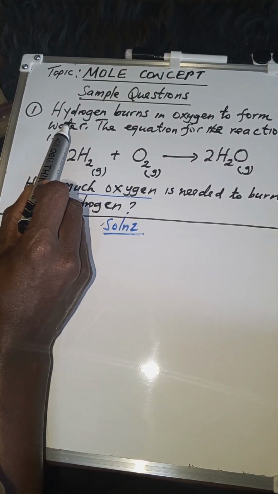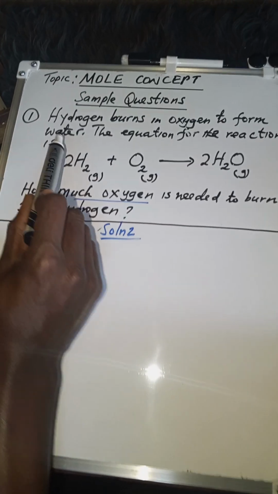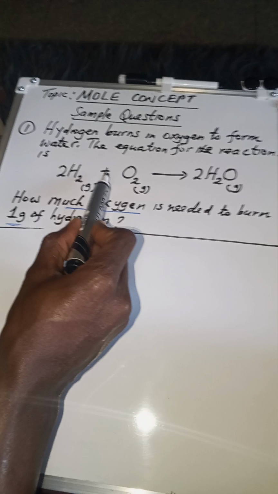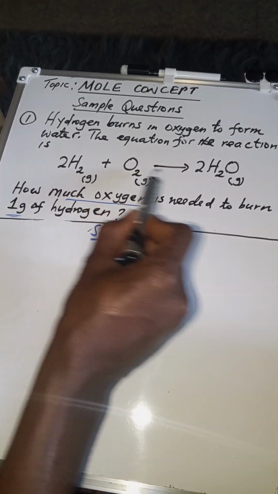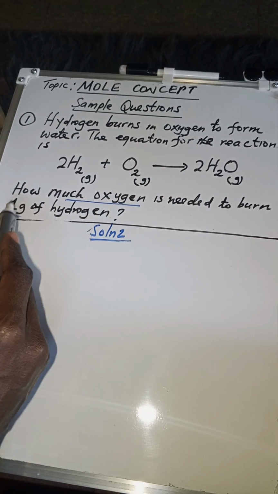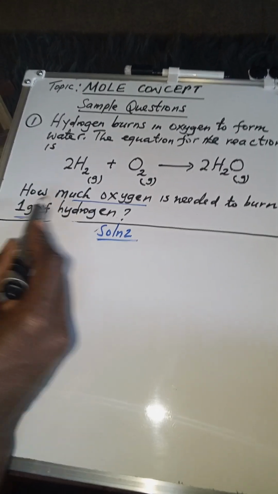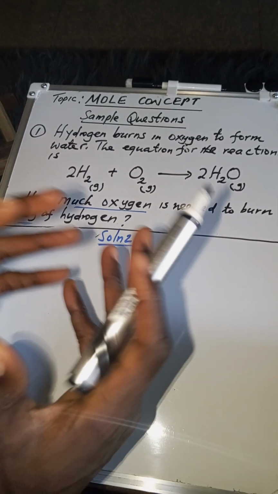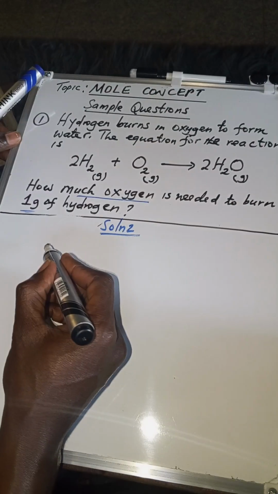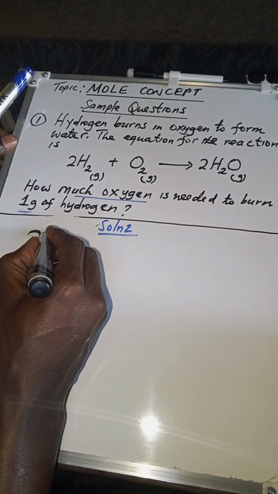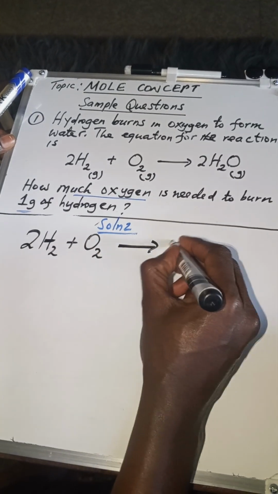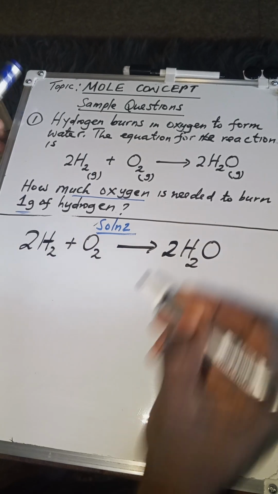The first one says hydrogen burns in oxygen to form water. The equation for the reaction is the one they have given us. Hydrogen burns in oxygen, or reacts with oxygen, to produce H2O. Then the question says, how much oxygen is needed to burn 1 gram of hydrogen? In other words, what's the mass of oxygen needed to burn 1 gram of hydrogen? So you go back to your balanced chemical equation. It is hydrogen reacting with oxygen to produce H2O, or water.